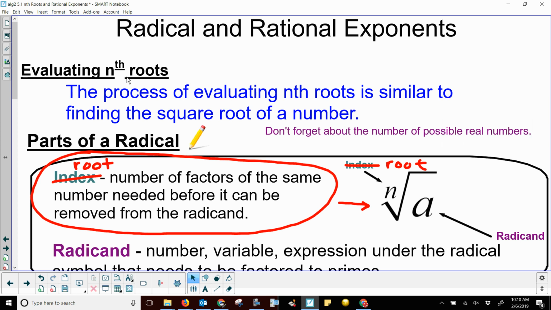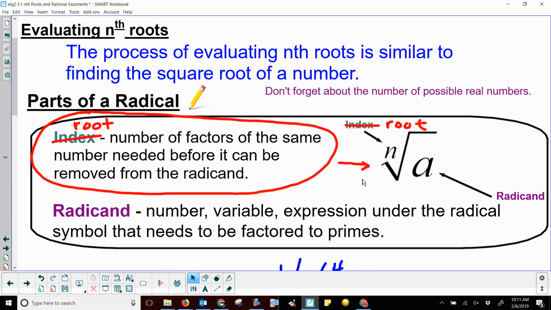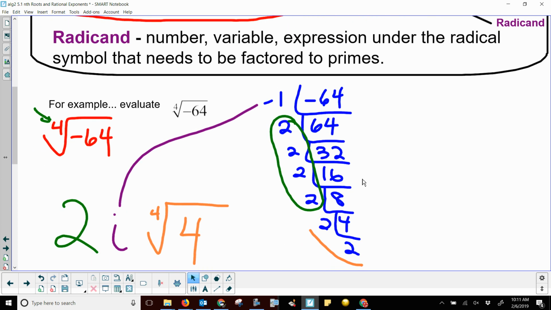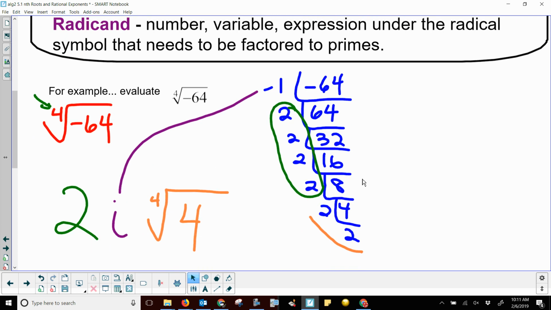Okay, so evaluating nth roots, and this is where we started breaking it down and really starting to worry about, and I called it a root. I don't call it index. People call it index. If you want to call it index, that's fine. But I look at it and say that's 4th root or 7th root or cube root or whatever it is. So we did some evaluating.